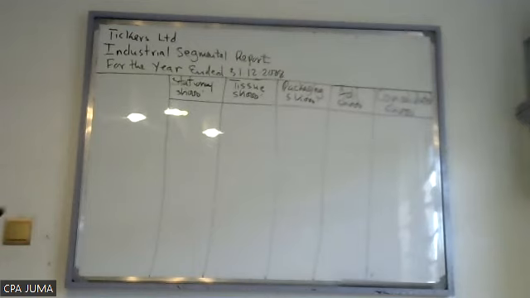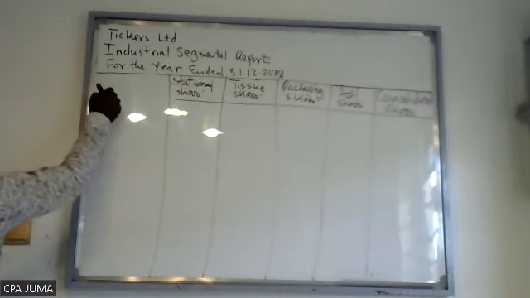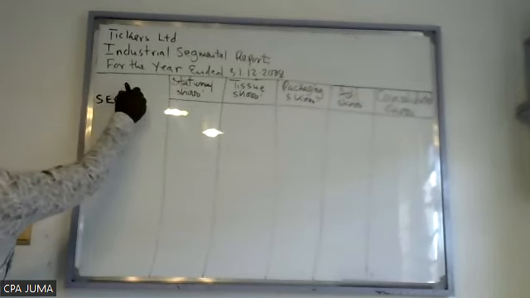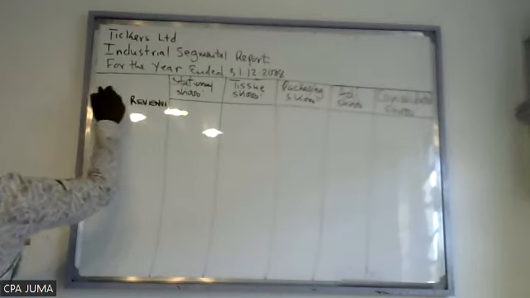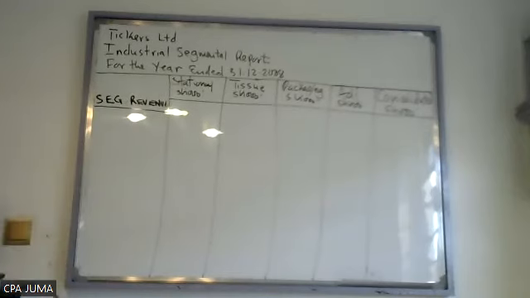I hope you are done. So we start with revenue. Segment revenue. It was called sales. They used the word sales, so no problem.